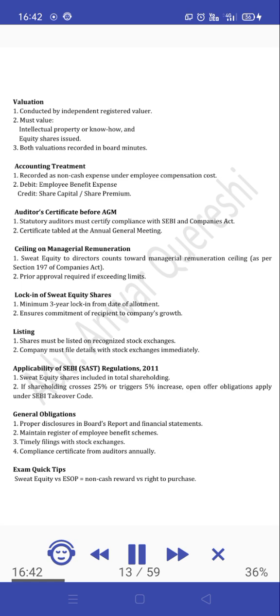Auditor certificate before AGM. 1. Statutory auditors must certify compliance with SEBI and Companies Act. 2. Certificate tabled at the annual general meeting. Ceiling on managerial remuneration. 1. Sweat equity to directors counts toward managerial remuneration ceiling as per Section 197 of Companies Act. 2. Prior approval required if exceeding limits.